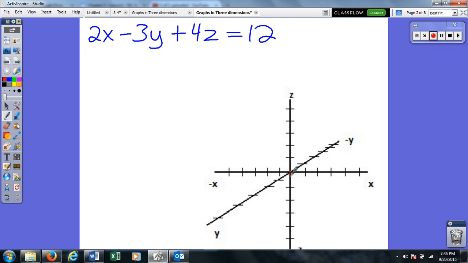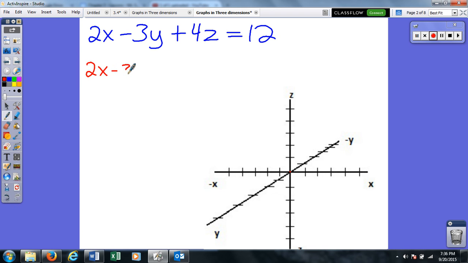So we kind of have to pretend. But we can do something very similar to what we just did. Say that I want to find the x-intercept. So I want to find where this graph crosses that red line. Well, that's going to be not only where y is 0, but also where z is 0. So if I want to find the x-intercept, I'm going to plug in 0 for both y and z.